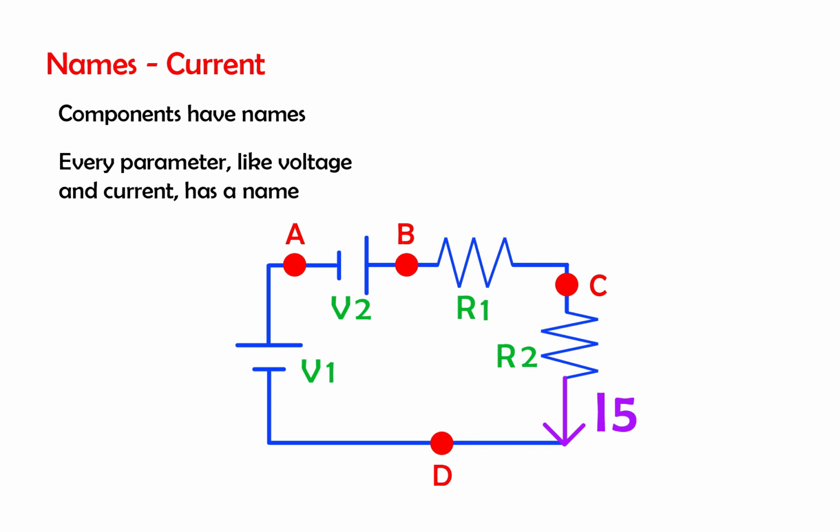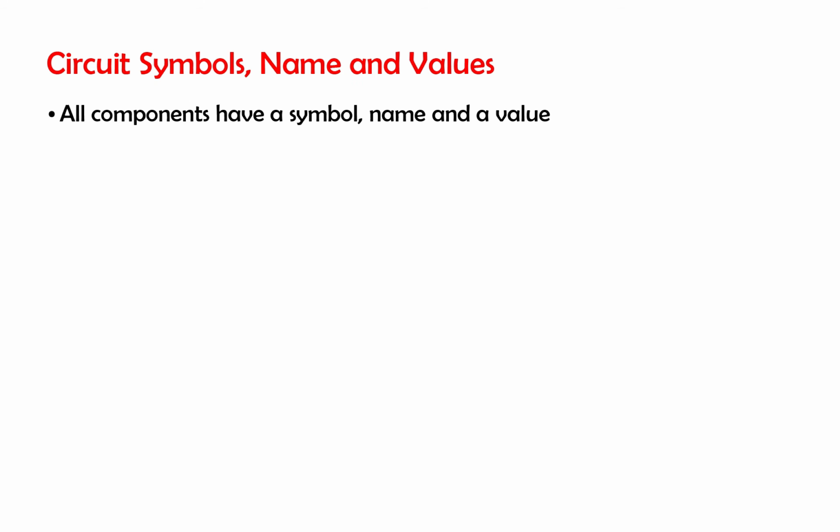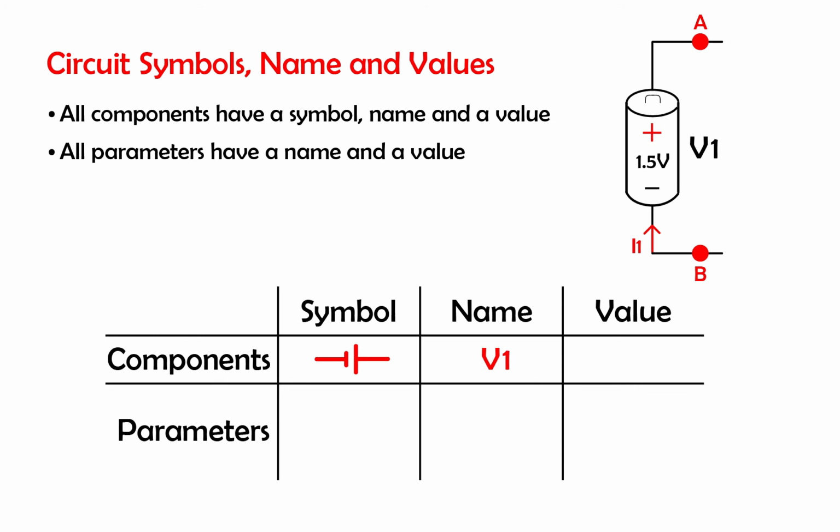Now that we know that each electrical element has a symbol and a name, we're ready to look at the last important characteristic, its value. The value of a component is simply a number that describes its electrical magnitude. To summarize, all components have a symbol, name, and value. An example would be a 1.5 volt battery. Each parameter, such as voltage, current, and power, has a name and a value.